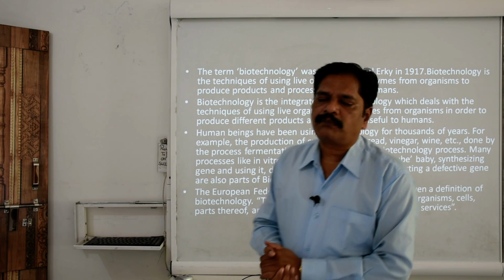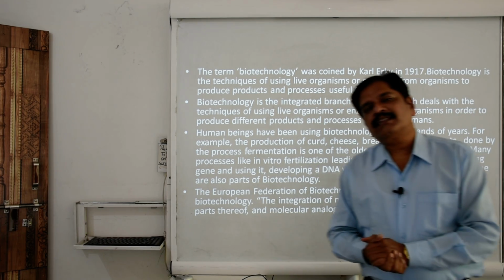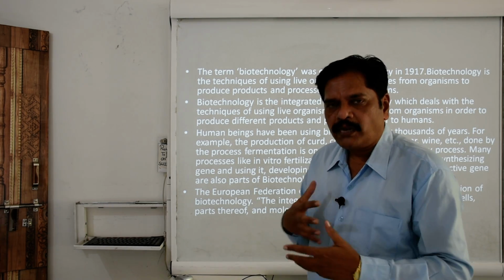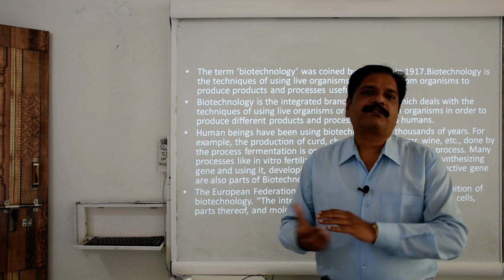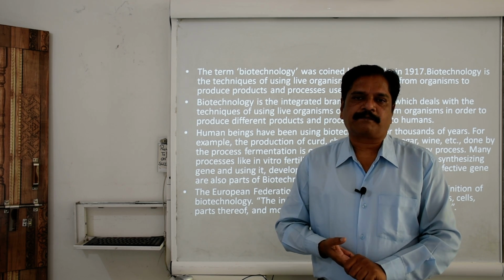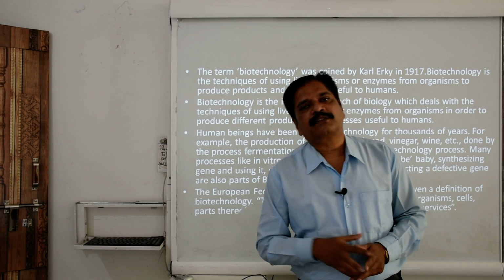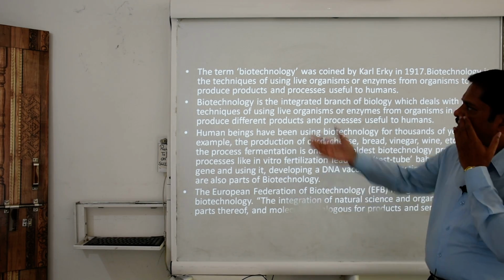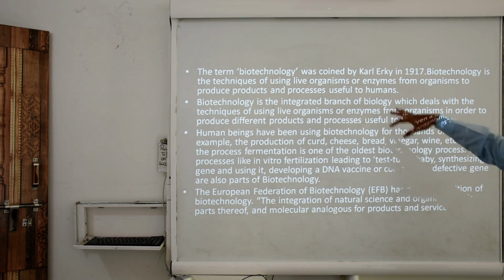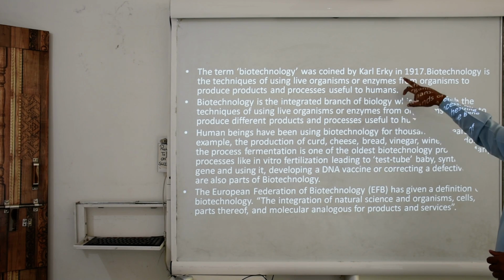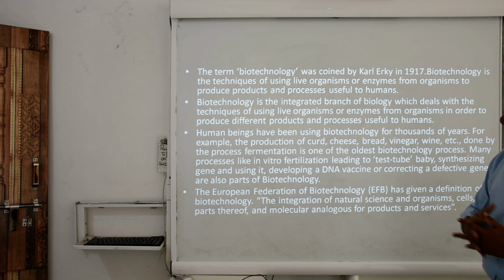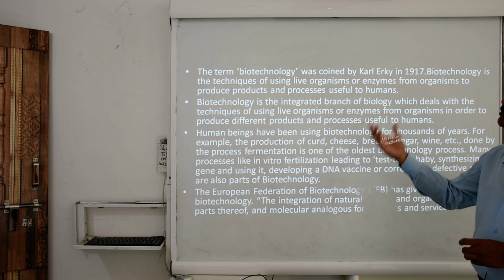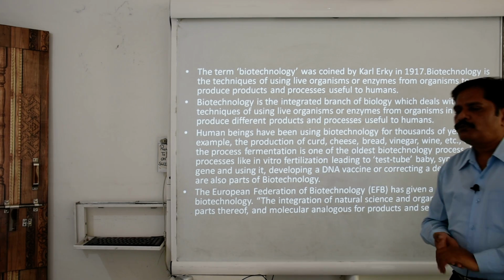And when we talk in biological references, we can say that this scientific knowledge which is related with biology is used for the welfare of mankind or human beings. Clear? Using different organisms as a source is called biotechnology. This term biotechnology was coined by Carl Erke in 1917, and biotechnology is the technique of using live organisms or enzymes from organisms to produce products and processes useful to humans.